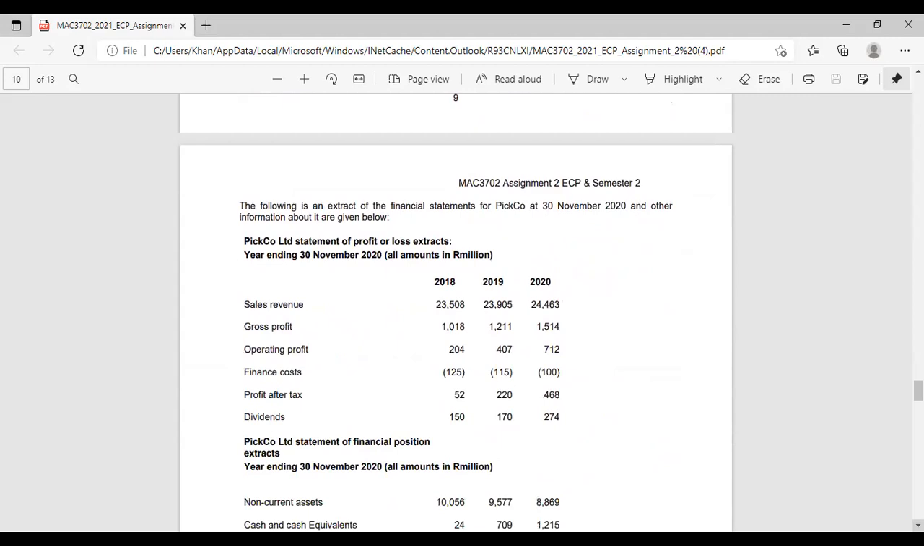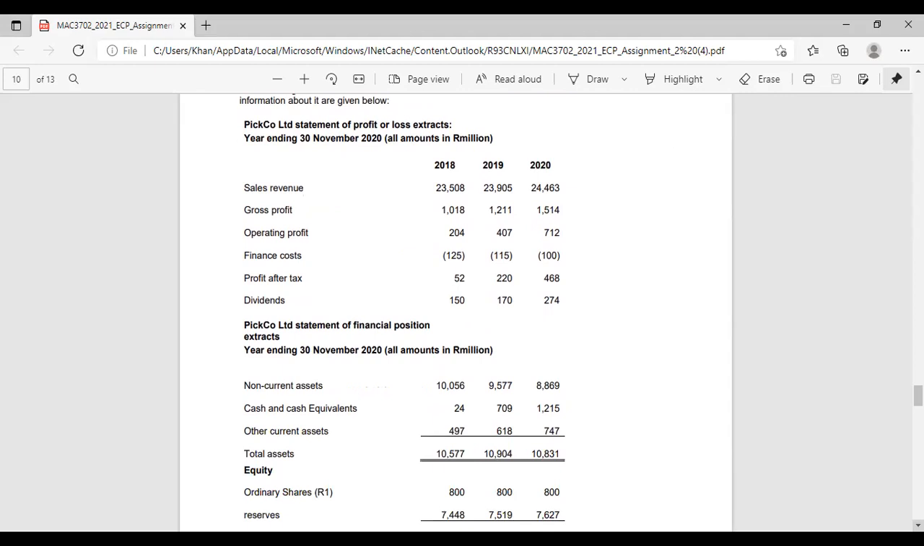The following is an extract of the financial statements for Pico at 30th November 2020, and other information about it is given below. A lot of the stuff above is more from a strategy and risk management point of view. But there may be some reasoning if we work through the numbers, so we can use some of the reasoning to comment on ratios. But largely, the above is more about strategy, and I can ask you a strategy and risk management type of question.